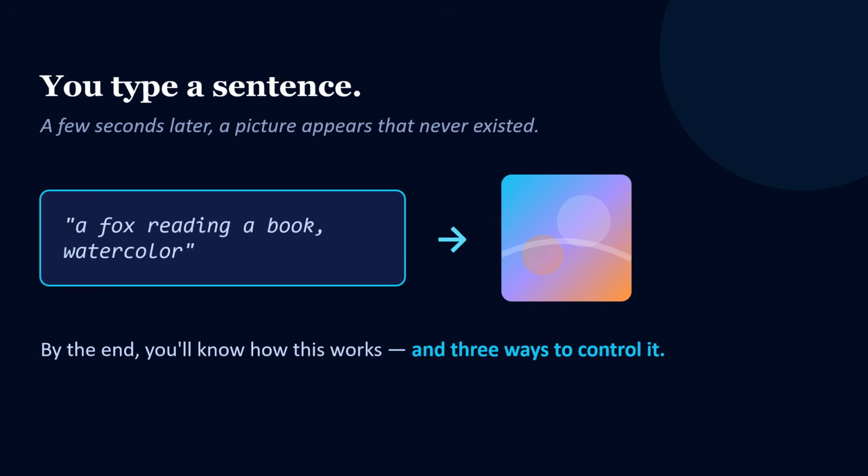You type a sentence. A few seconds later, a picture appears, a picture that never existed before. You didn't draw it, no camera took it, you just described it, and the computer made it. This is text to image. By the end of this video, you'll know how it works and you'll learn 3 ways to control it.